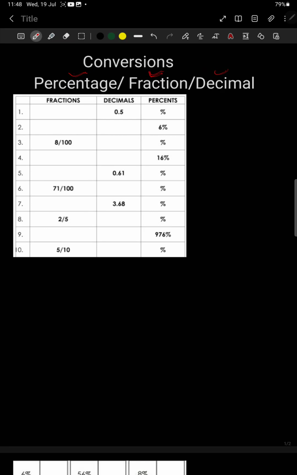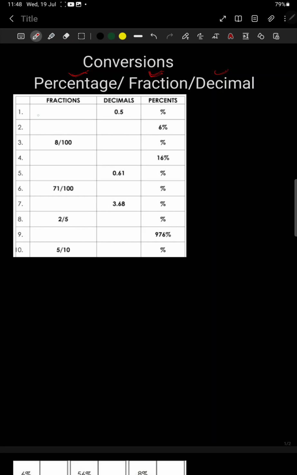Today we are going to learn how to convert a percentage into a fraction, a fraction into a percentage, a fraction into a decimal, or a decimal into a percentage or fraction. In this way, these conversions we are going to learn today. How to convert from one form to another, from percentage to fraction or decimal, and like this. For instance, over here we are given a table.